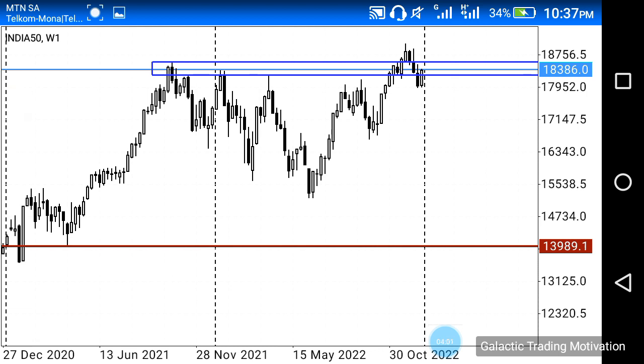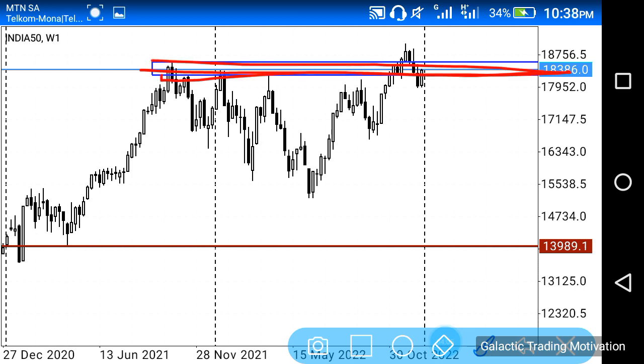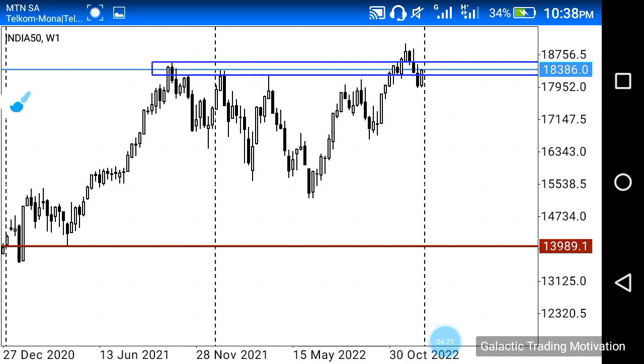Just also bear in mind that this neckline of that inverted head and shoulders pattern is also a very strong level of resistance, right? As you can see, initially price had broken to the upside of that neckline, but at this point in time it looks as though the market is starting to move below that particular area. Nonetheless, let's keep moving forward.